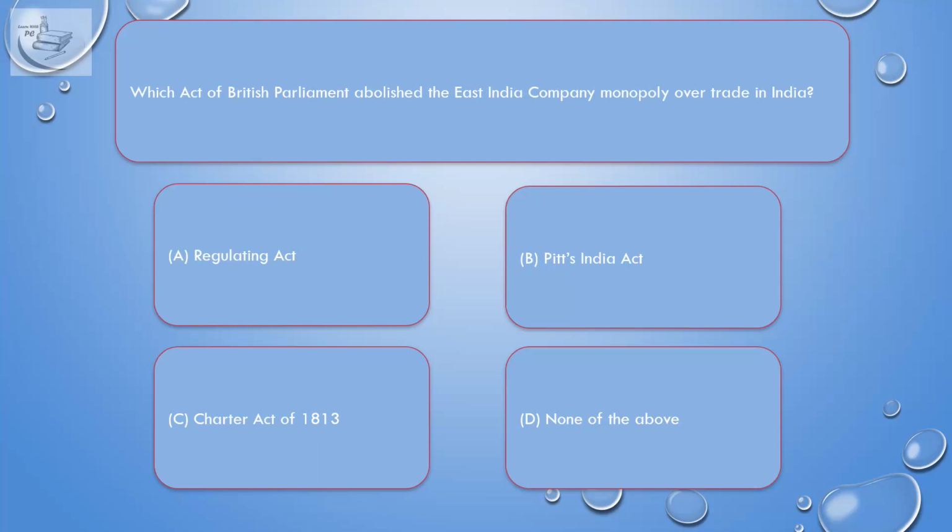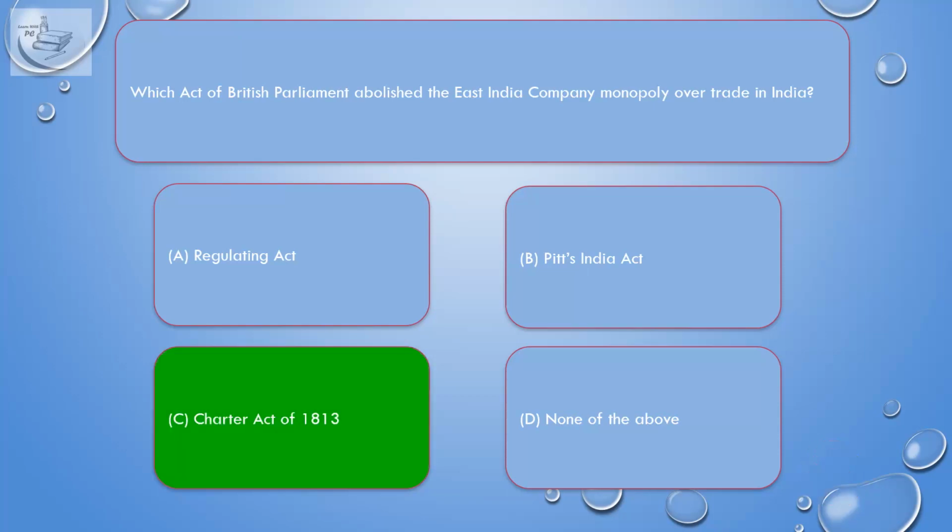Question: which Act of British Parliament abolished the East India Company monopoly over trade in India? A. Regulating Act. B. Pitt's India Act. C. Charter Act of 1813. D. None of the above. Correct answer is C. Charter Act of 1813.